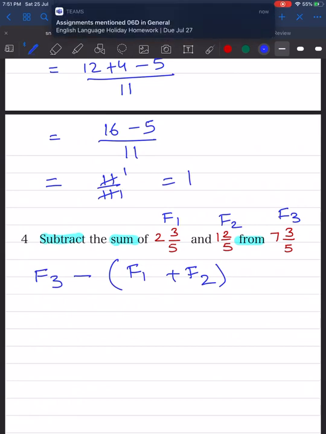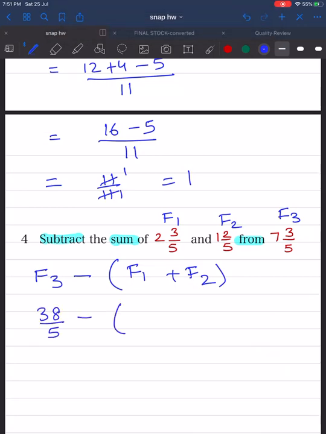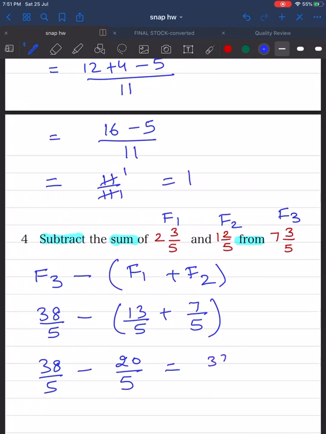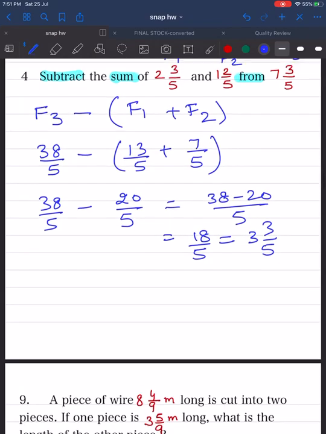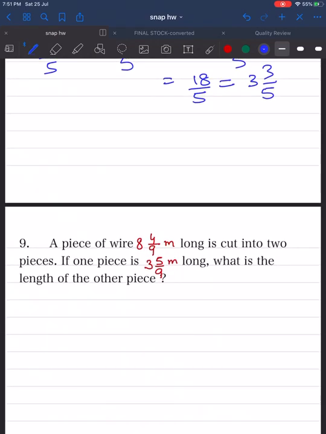So here we have 7 3 on 5. So we change it into improper fraction and we get 38 on 5 minus 13 on 5 plus 7 on 5. Now let's solve the brackets. 38 on 5 minus 20 on 5. So 38 minus 20 on 5. And we get here 18 on 5. And let's express as a mixed fraction. 3 3 on 5. Now let's move to the next question.